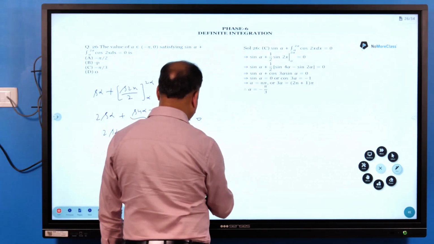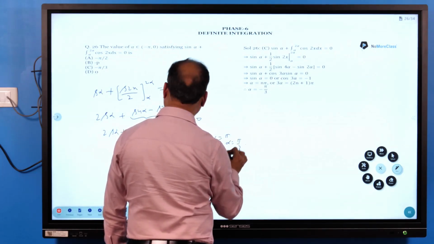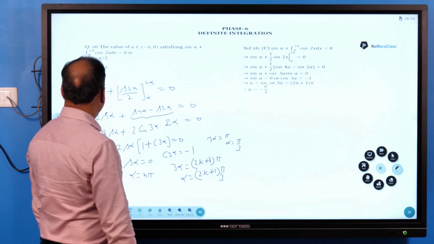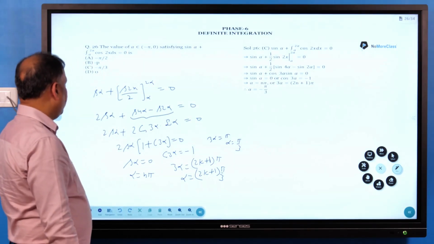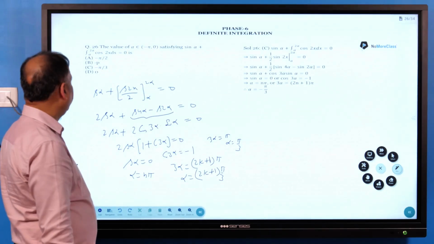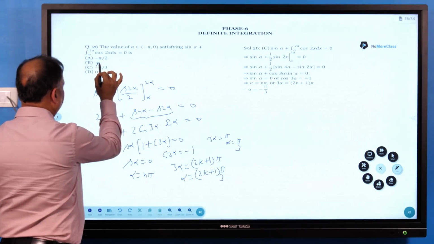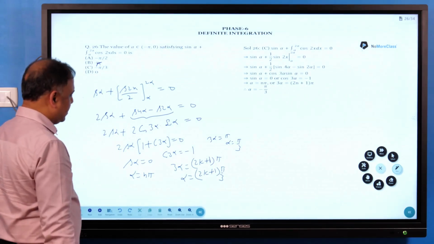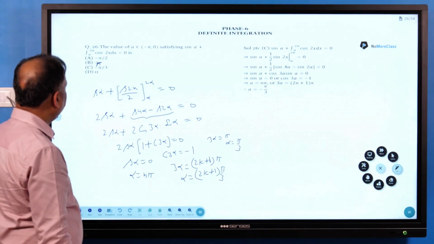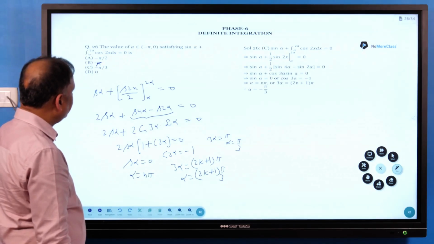So alpha can be here, 3 alpha is equal to pi, so alpha is equal to pi by 3, which is correct. And alpha is equal to minus pi, n is equal to minus 1, this is also correct. So more than one option is correct. In this case, n is equal to 0 is also correct. So the answer must be not a solution, then A can be solution.